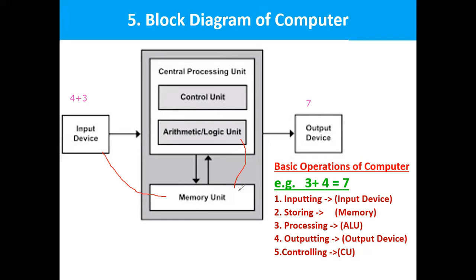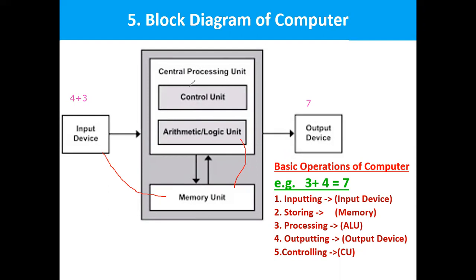Once this process is completed, we are going to display the result using the output device, that is, the result 7 is displayed on the monitor. Again, it is unidirectional from the CPU to the monitor. All these four different operations, that is, input unit operation, memory unit, arithmetic and logic unit, and output device unit, are controlled by the control unit based on the control signals.